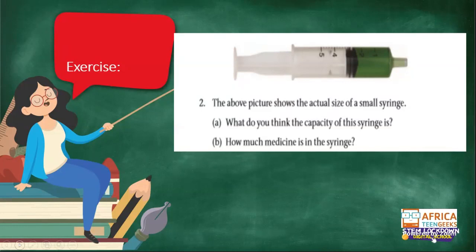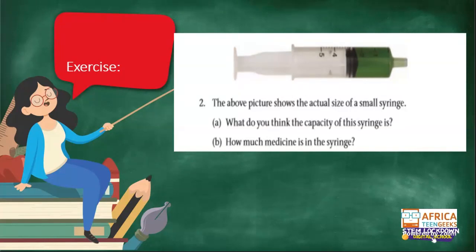So what do you think the capacity of this is? Oh, good Lord, I've already given that away. But anyway, what do you think the capacity of the syringe is? The above picture shows the actual size of a small syringe. If you were listening, yes, it's 5 milliliters. That's correct. The capacity of the syringe is 5 milliliters. And how much medicine is in the syringe?